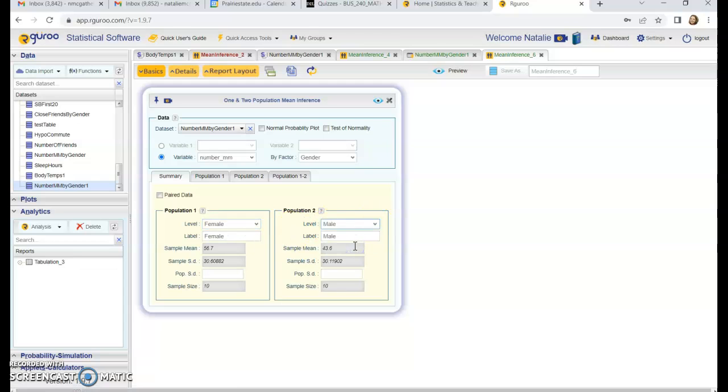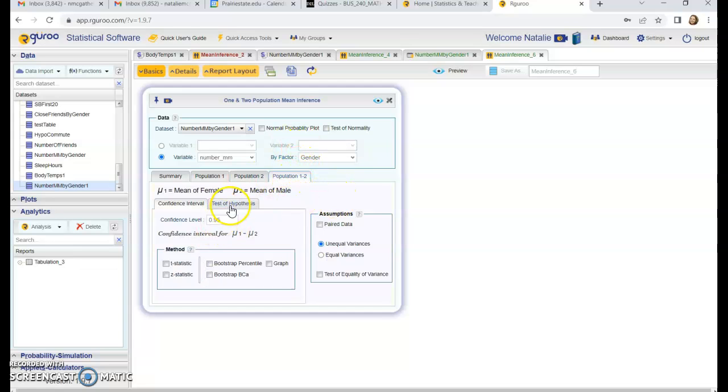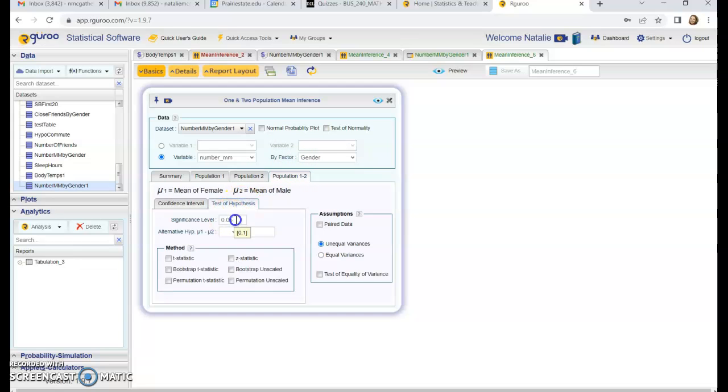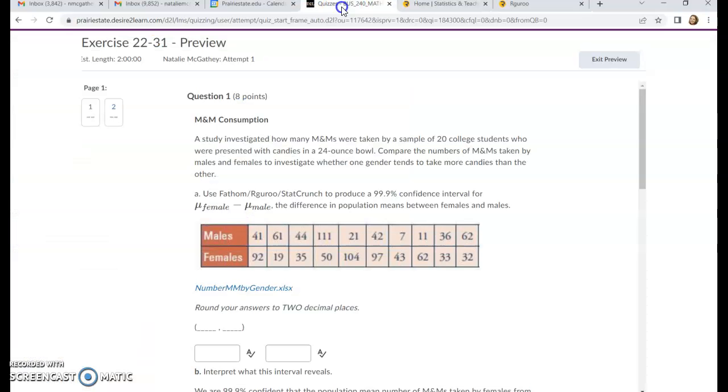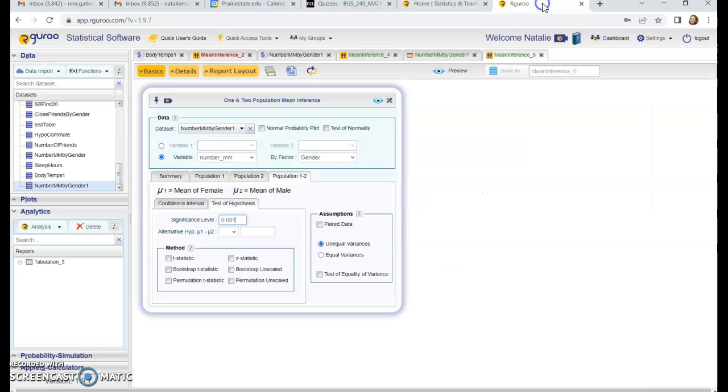And then it does the calculation of the mean and standard deviation for us, right? Notice these sample sizes are quite small. They're 10 each for a total of 20. So now when I go to population 1 minus 2, and I look at my test of hypothesis, I think our significance level was 0.001. And going back, I need to look at what we're doing. We're just going to see if there's a difference in the population mean. So I'm not sure if it's going to tend one way or the other. So I'll just say that the alternative hypothesis is that mu1 minus mu2 is not equal to 0.